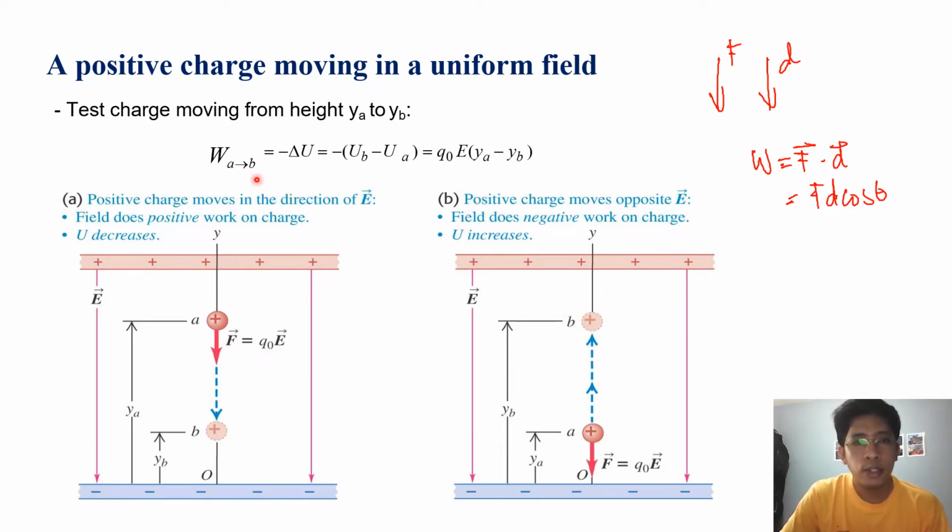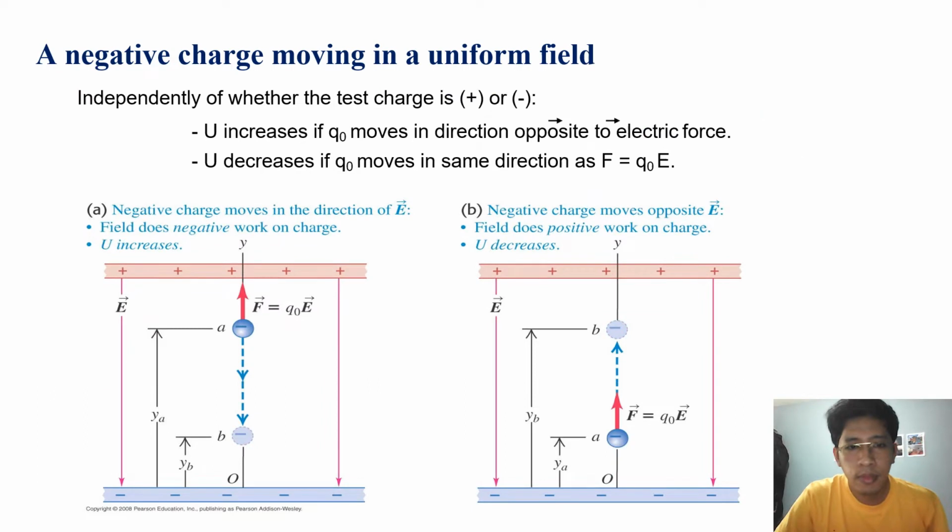increases. So the work done from A to B for a test charge that moves from a height YA to YB is equal to the negative of delta U, which is equal to the negative of UB minus UA, or since your U is equal to Q naught E Y, you have Q naught E times YA minus YB.